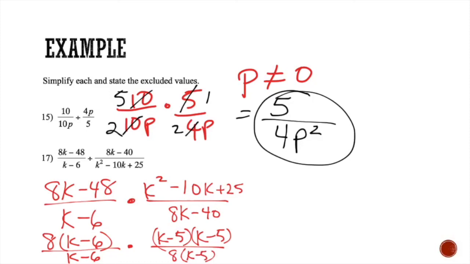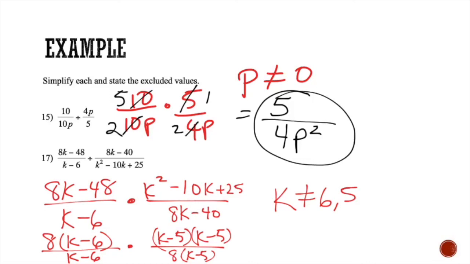All right, let's do our excluded values before we go further, because when I start canceling, I can't see what I have. So k cannot equal 6. But over here, we have to do the numerator and denominator. Good thing it's only the same thing. k cannot equal 5 because 5 on the top and the bottom is, okay, so k cannot equal 5. All right. Now let's start getting cancel happy here.